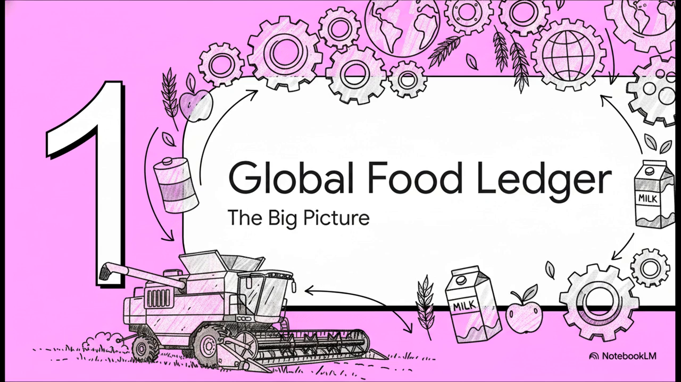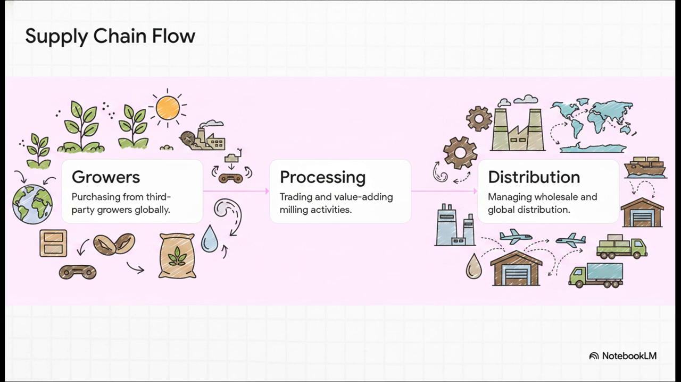Let's zoom out and look at how this massive agricultural machine actually functions. Picture this like a giant whiteboard animation tracking the staggering flow of our food. It's definitely not just a local farmer selling at a market.